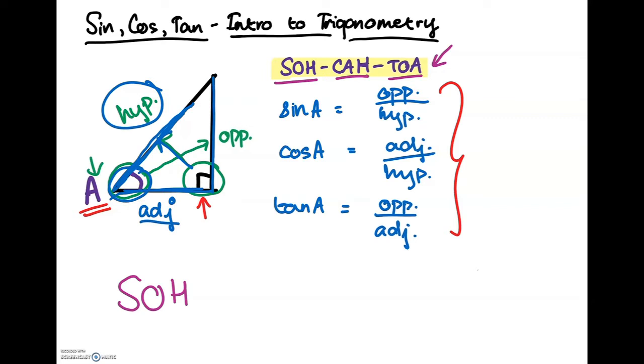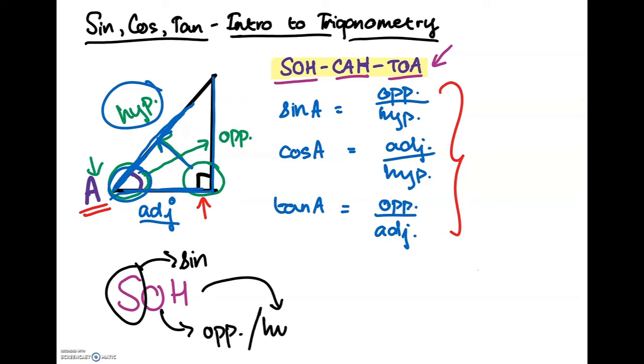What does this mean? SOH basically means that the first term, which is sine, is equal to the opposite over the hypotenuse. So sine of any angle, let's just put angle theta, for example, equals opposite over hypotenuse. And that's basically all that this means. It's an easy way for you to remember that sine is equal to the opposite over the hypotenuse.